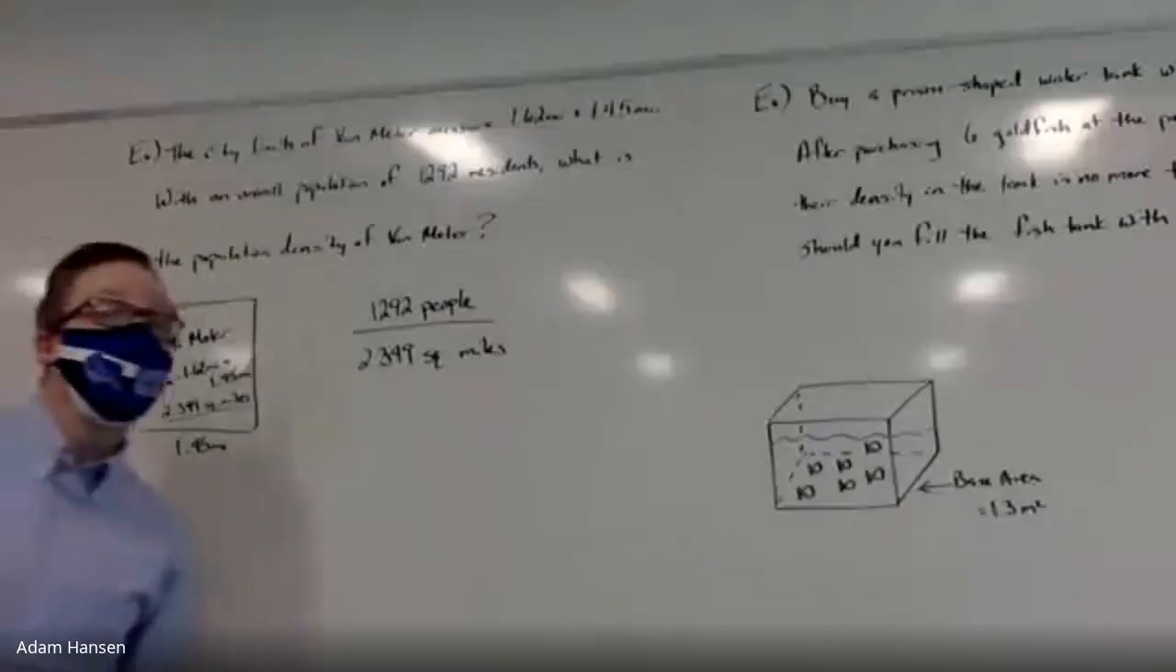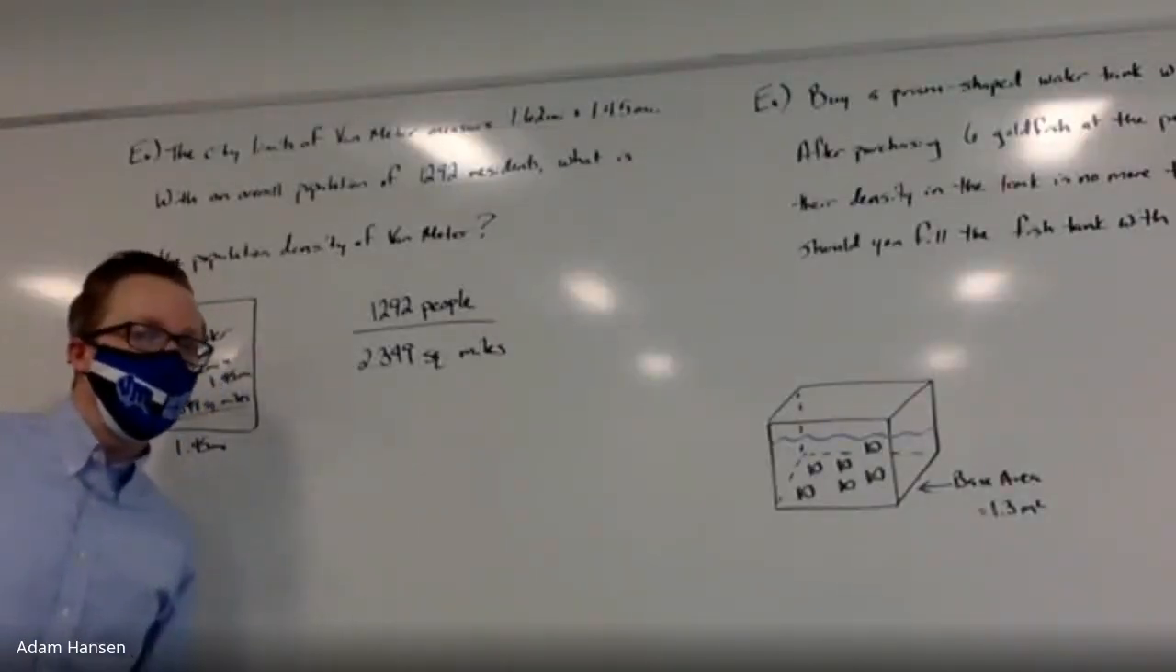This many people living in this space. The density of people per square mile will be how many? Find those two, Kara, what do you get? This is 1,292 divided by 2.349 square miles. Say it.